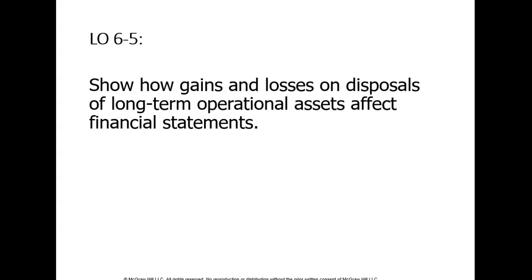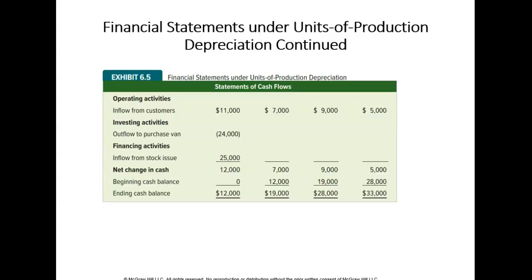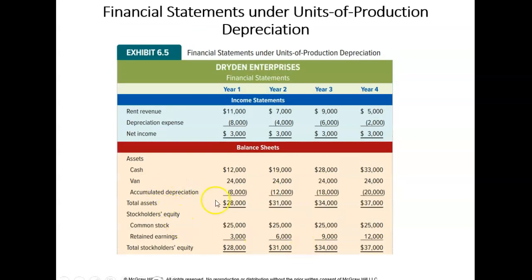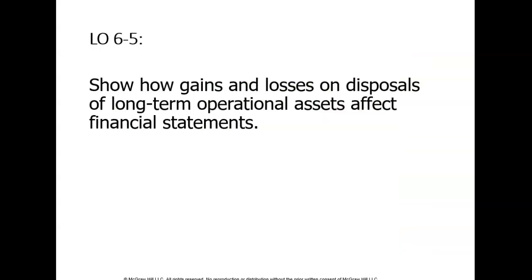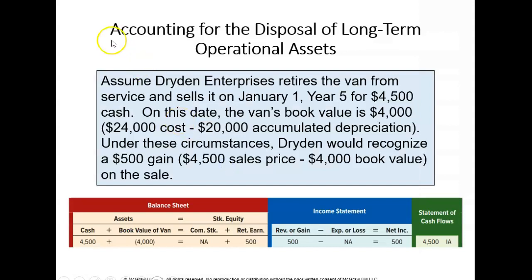Now, no matter which method you choose, it will give you the same results over time. Notice you'll have a different amount each year depending upon if you use straight line, double declining, or units of production. But over that 4 year period, the total amount expensed under all three methods will still end up being $20,000. Okay? So we've talked about the acquisition of these assets. We've talked about the uses of those assets. Now we'll discuss the gains or losses on disposal of these long-term operational assets.